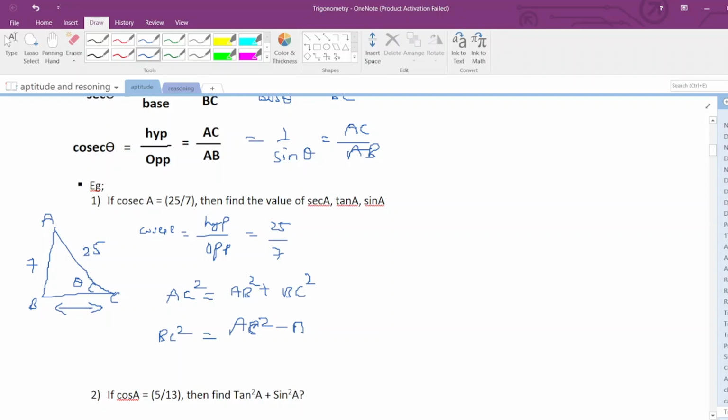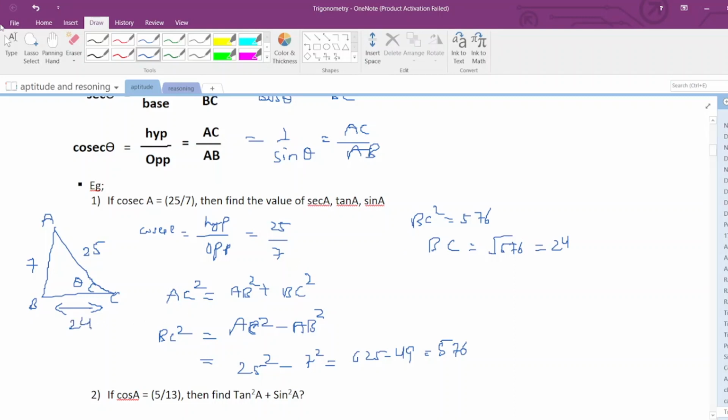So AC square minus AB square, which is equal to 25 square minus 7 square, which is equal to 625 minus 49, 576. So BC square is equal to 576, so BC is equal to root over 576, which is equal to 24. So now we got the BC side as 24. Hope now you are able to do it, right? We know all the three sides.